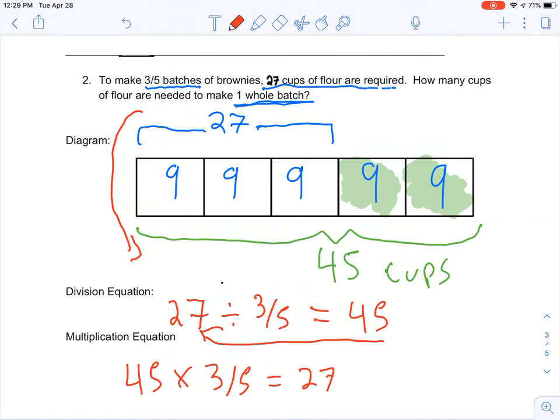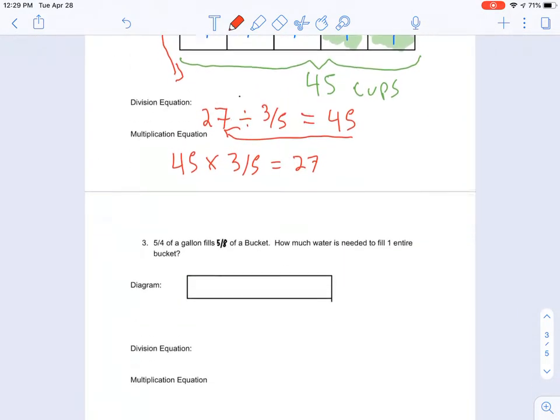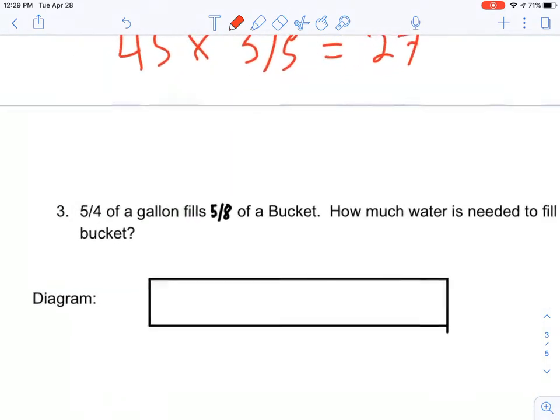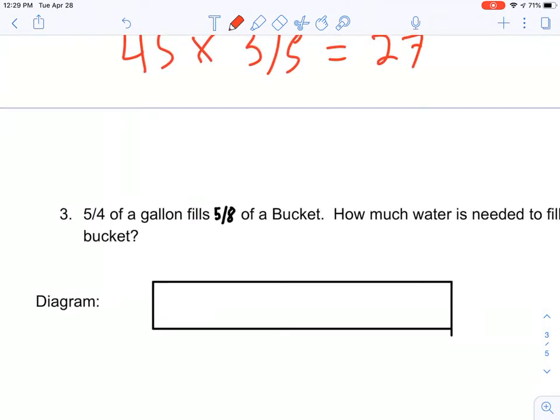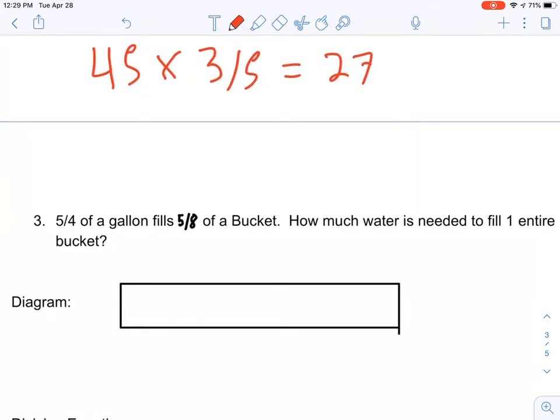Okay, so hopefully that diagram makes pretty good sense to you. We're going to do another one. This time we have 4/5 of a gallon fills 5/8 of a bucket. Okay, how much water is needed to fill one entire bucket? Okay, so we know that we have 5/8 of a bucket. So let's just go ahead and make that.